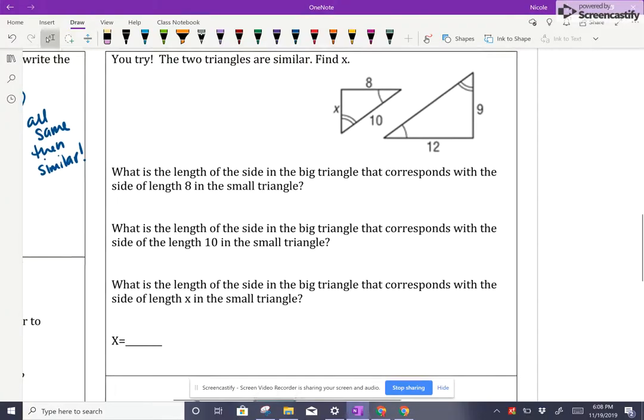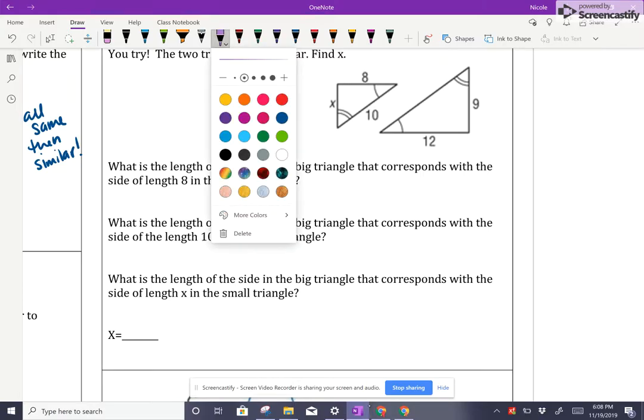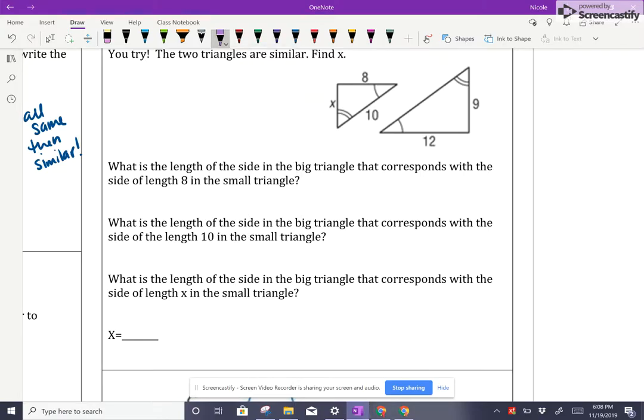So we're going to look at a similar problem. These two triangles are similar. If you want to name the corners, you can. You don't have to. It might just be helpful to color code them. So again, having highlighters or colored pencils would be super beneficial here. It says, what is the length of the side in the big triangle that corresponds with the side length 8 in the small triangle?